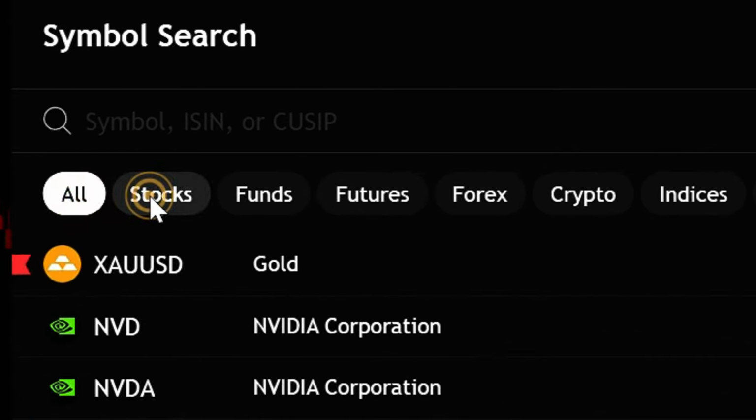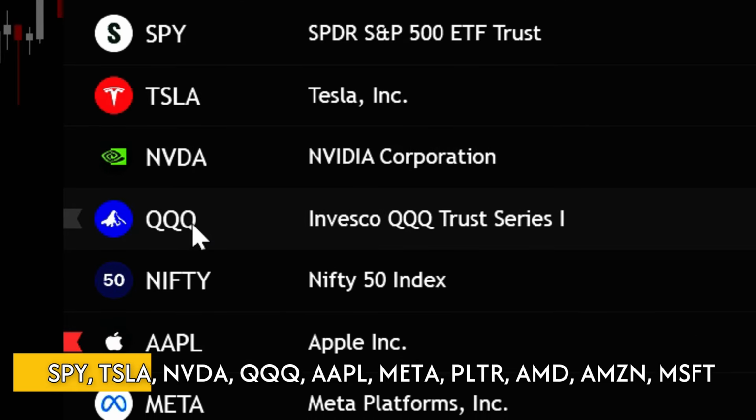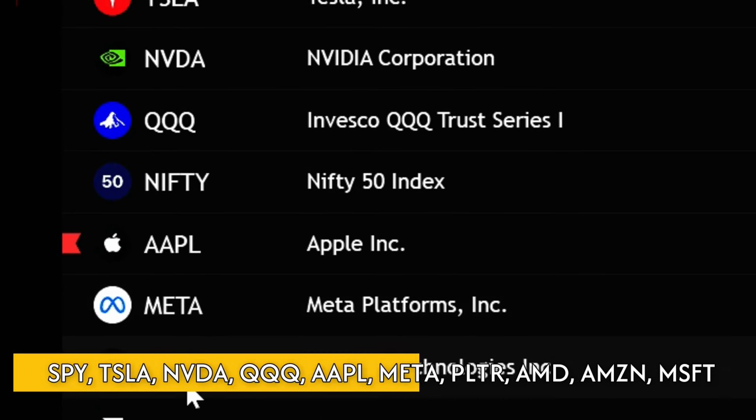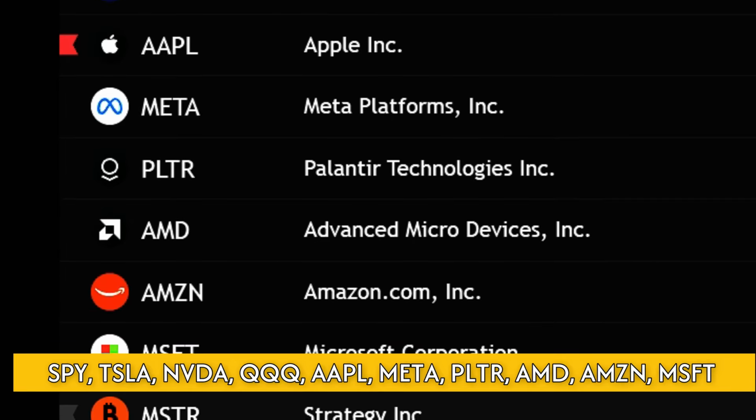But here's the thing, the setup works on literally anything: crypto, stocks, forex, commodities, even options: SPY, Tesla, Nvidia, Triple Q, Apple, Meta, AMD, Amazon, Microsoft, it doesn't matter.